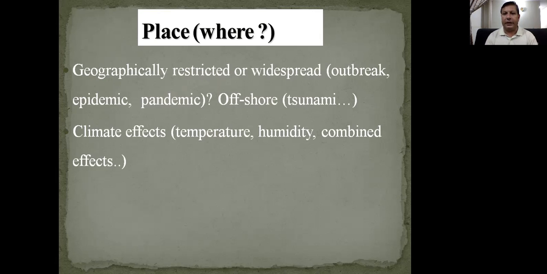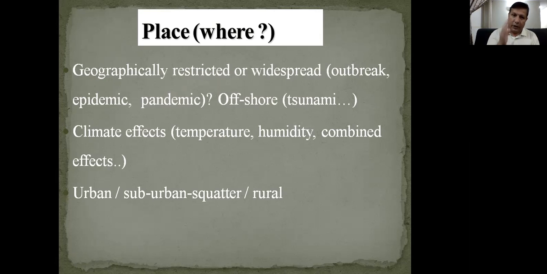Climate effects, temperature, humidity, combined effects, these are affecting the causative agent. If the environment is good for the growth of that causative agent, it will grow fast. If these two things, temperature and humidity, are not suitable for that particular causative agent, it will not. It depends on the climate. If the climate is supportive at that place, at that time, for the causative agent, the disease will increase. So we have to check all these things. Which type of settlement: urban, suburban, scattered or rural areas, in which type of areas this disease is common, or in which municipal cities, where? We have to check this data when we study epidemiology.